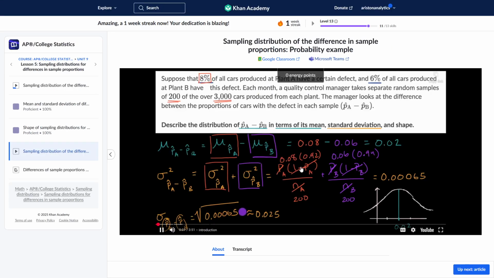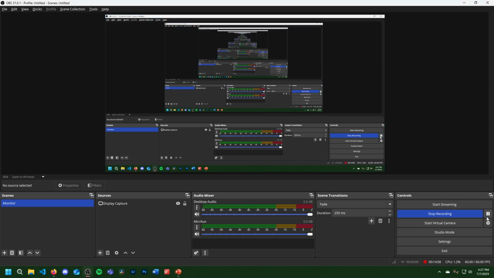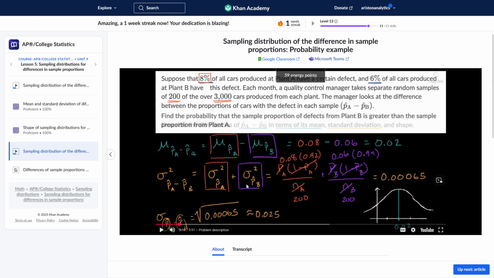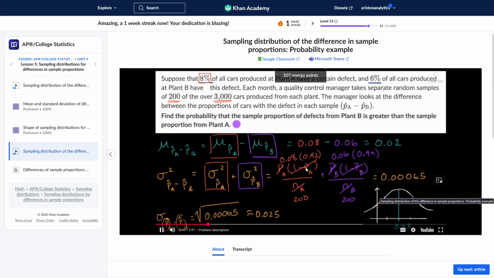In a previous video, we explored the sampling distribution that we got when we took the difference between sample proportions. And in that video, we described the distribution in terms of its mean, standard deviation, and shape. What we're going to do in this video is build on that example and try to answer a little bit more about it. So in this situation, what we want to do is find the probability, given what we already know about this sampling distribution's mean, standard deviation, and shape, that the sample proportion of defects from plant B is greater than the sample proportion from plant A. So pause this video and see if you can figure this out.